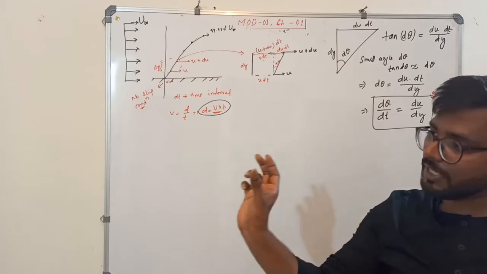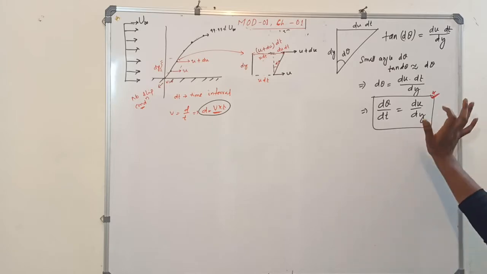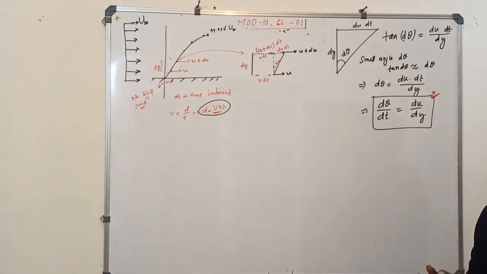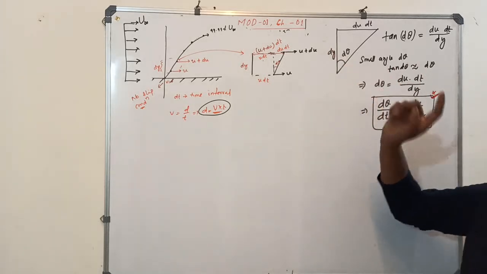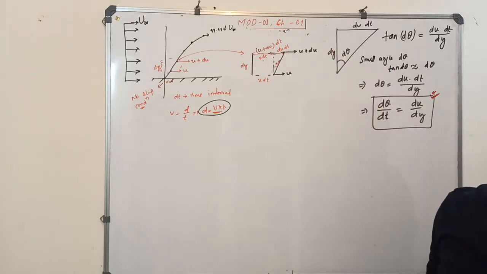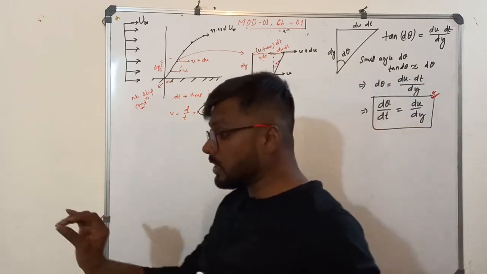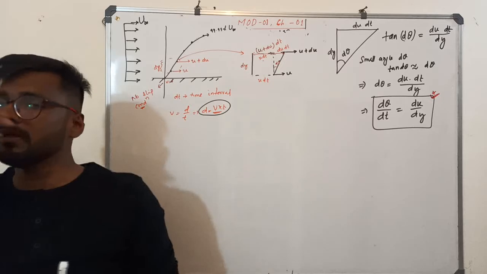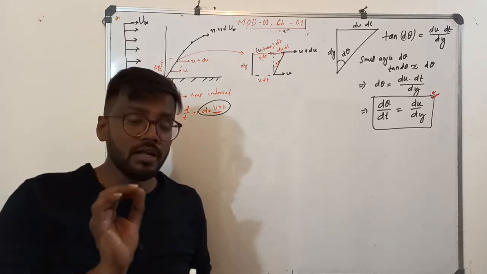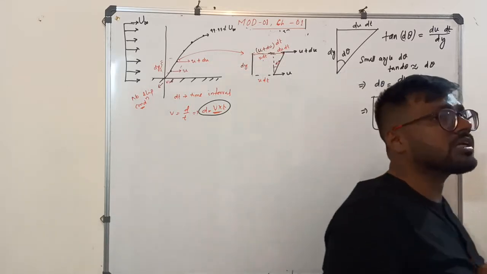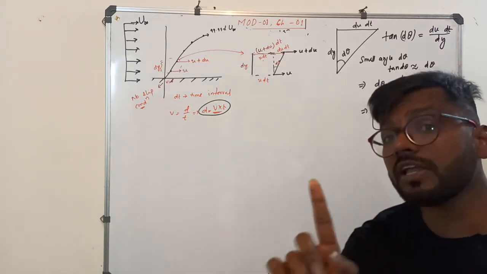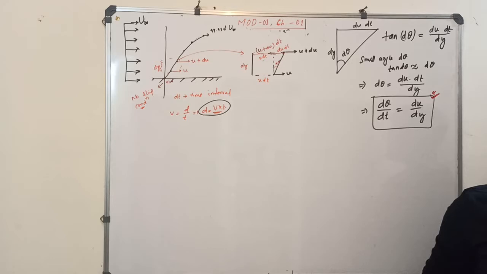So this behavior of the velocity with respect to the depth, we call it a velocity gradient. Okay? d theta by dt, you can call it an angular displacement. d theta is the angular displacement, dt is the time. So we call it a rate of angular deformation. If you recall your strength of materials, we also name it as what? Shear strain. We also define it as shear strain.